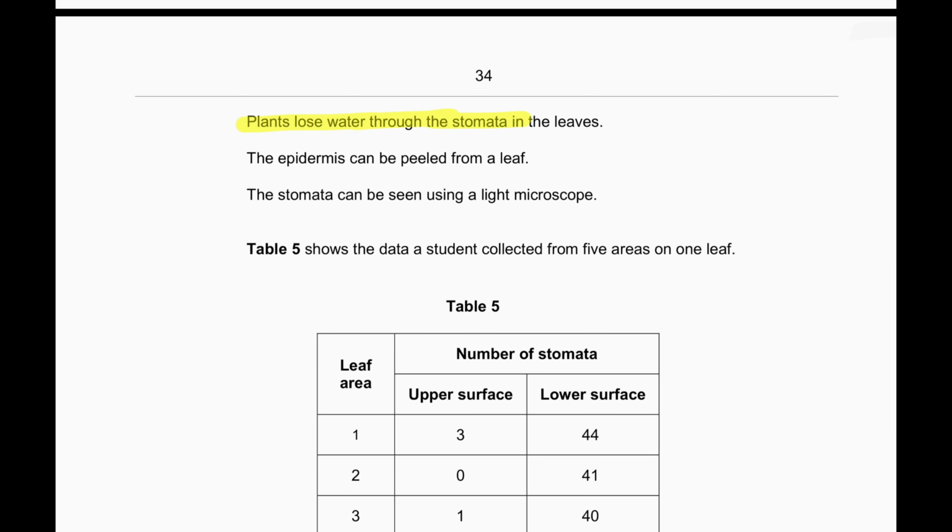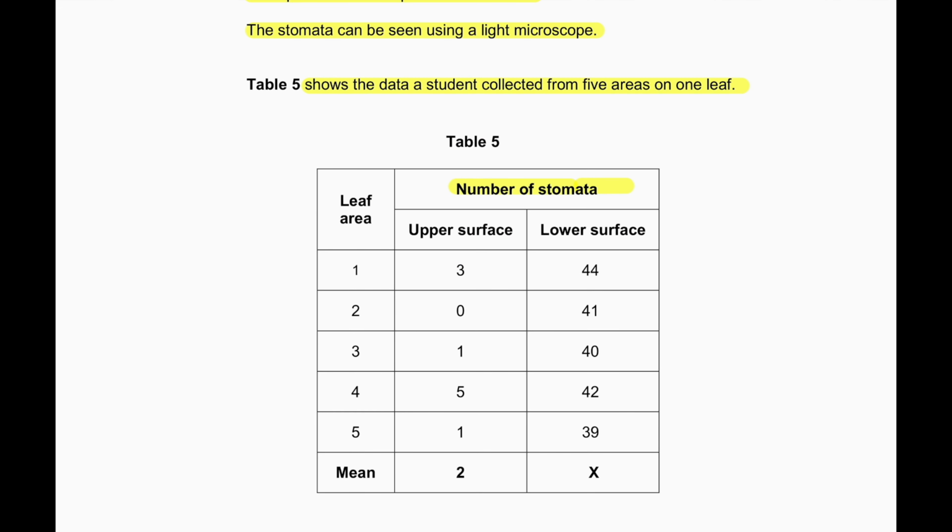Plants lose water through the stomata in the leaves. The epidermis can be peeled from a leaf. The stomata can be seen using a light microscope. Table 5 shows data a student collected from 5 areas on a leaf. Number of stomata, we can see the upper surface, the lower surface.